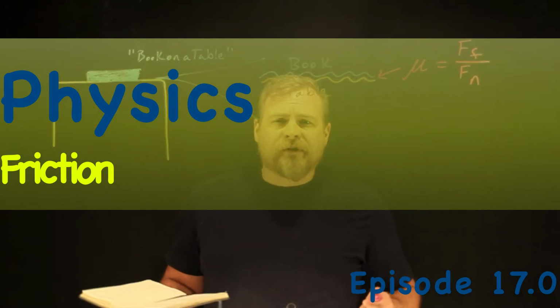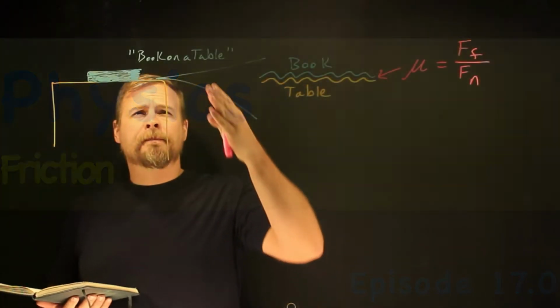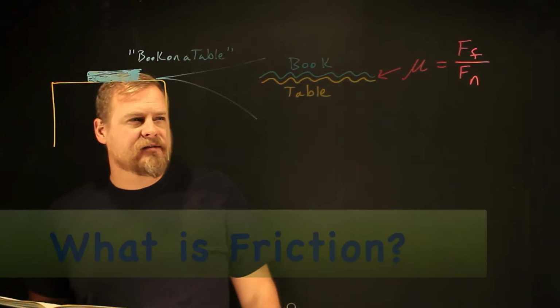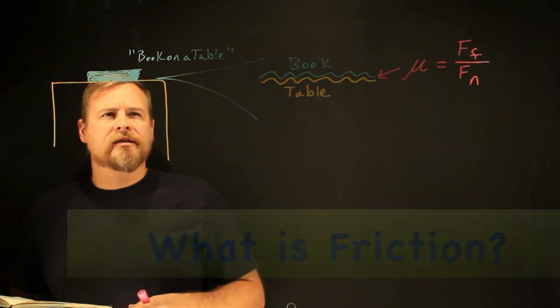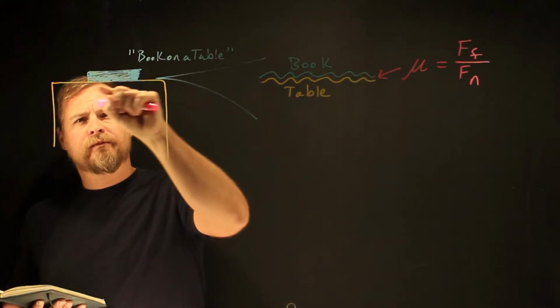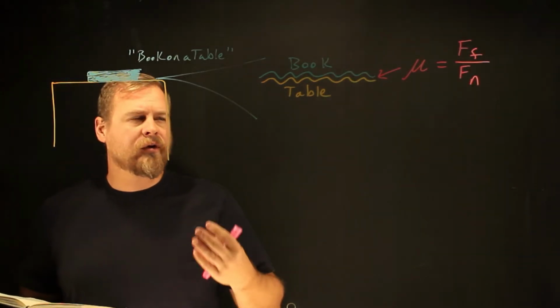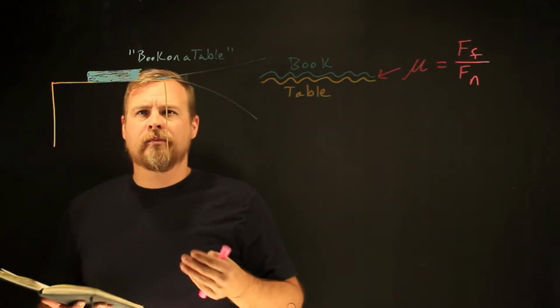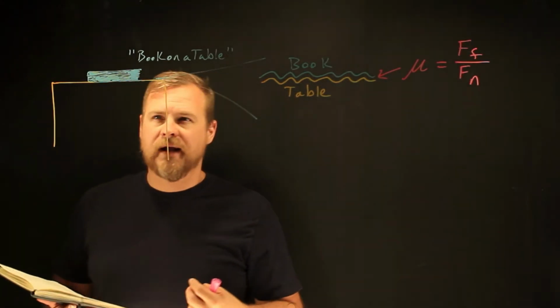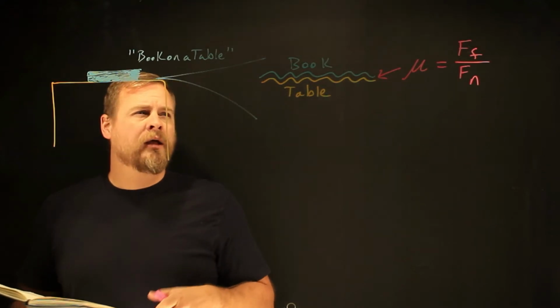Today we're talking about friction. And so here we go. I have a book sitting on a table. All right. Now we understand that that book has a certain amount of friction between it and the table. It's very intuitive, right? I have to push on the book a little bit more than what I would think I'd have to get it going.